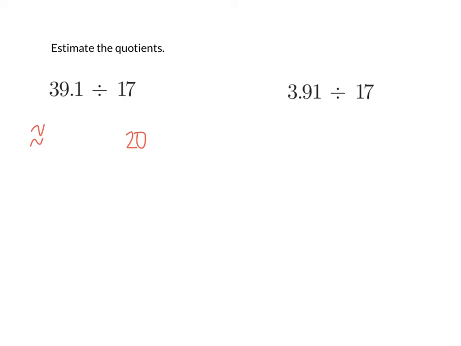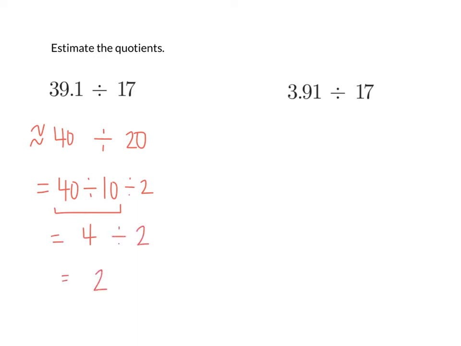Okay, so let's look at 39.1. That's our whole. Is it close to something that is compatible to 20? 40, good. Okay. Hey, I have a multiple of 10, so that's the same as 40 divided by 10 divided by 2. Do you guys agree? Yes. So let's do the 40 divided by 10 first. What is 40 divided by 10? 4. So this is equal to 4 divided by 2, or 2. So 39.1 divided by 17, a good estimate for that quotient would be 2.